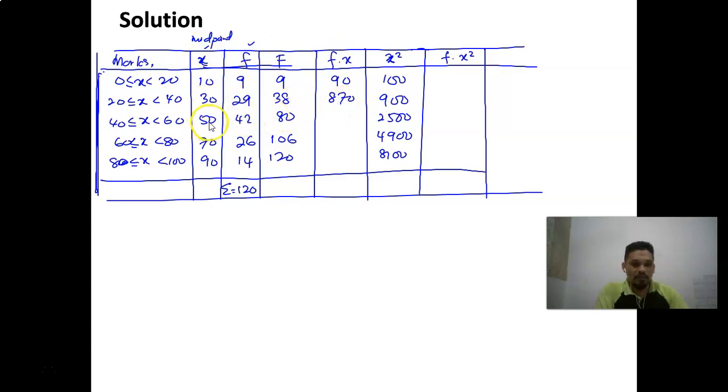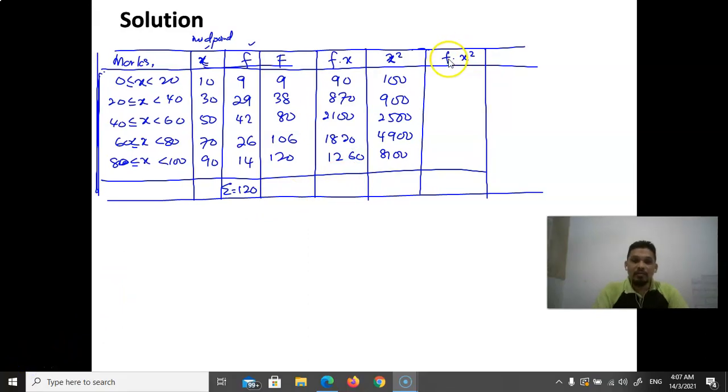42 times 50 equals 2100. So 26 times 70 is 1820, and 14 times 90 is 1260.